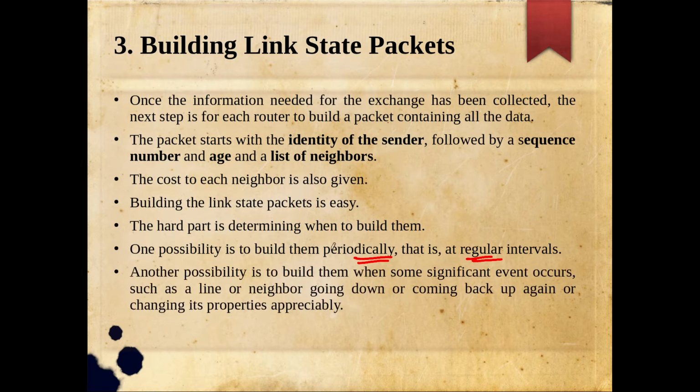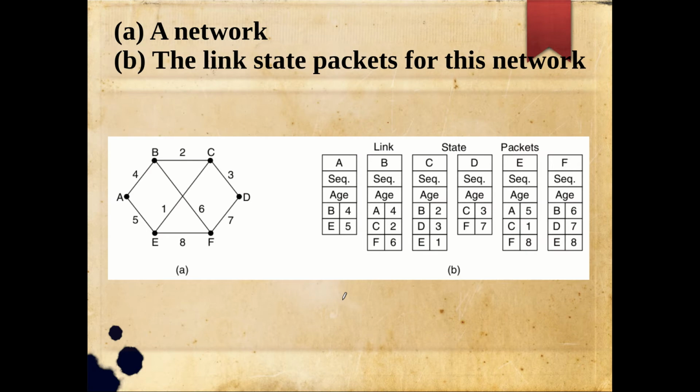Or another possibility is to build them when some significant event occurs, such as a line or a neighbor going down or coming back up again, or changing its properties appreciably. In such events you can prepare the link state packet and communicate with others. So this is how the link state packet is built.